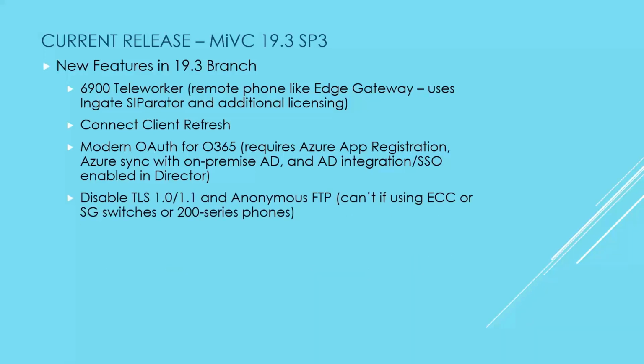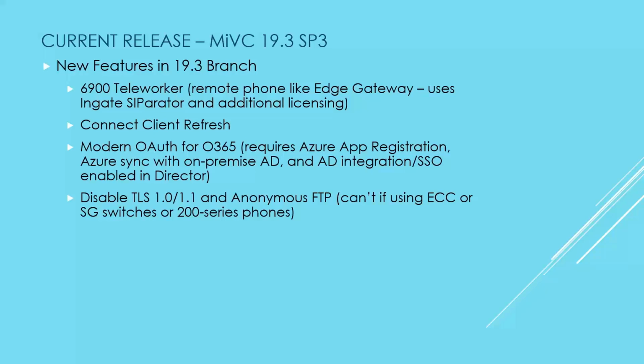An important one from a security perspective that we have is the ability now to disable TLS 1.0 and 1.1 and the anonymous FTP, with some caveats here. For a very long time, TLS 1.0 was simply required to be on because they still had things in code that relied on it. They did do a lot of work in 19.3 to get rid of that where possible. So we do have it enabled as an option.